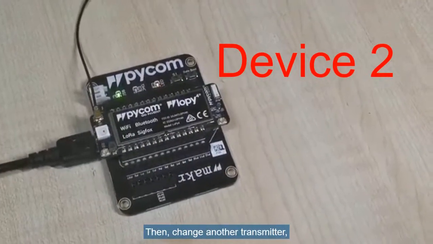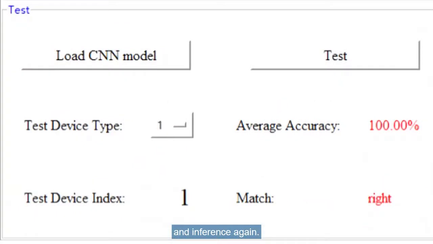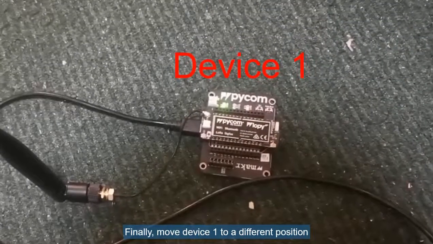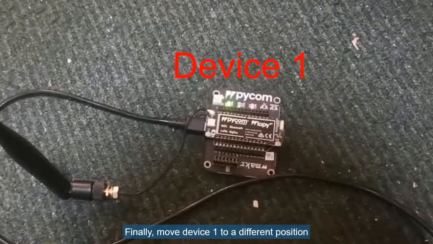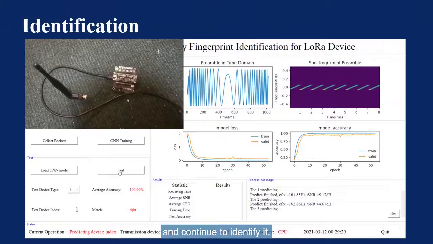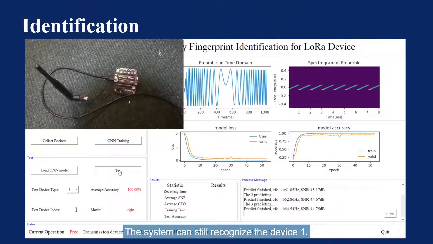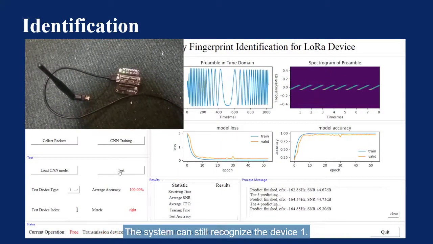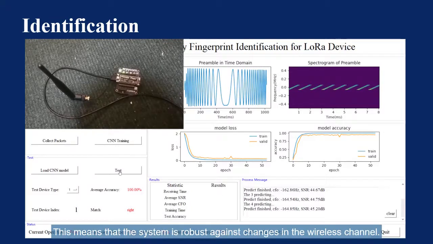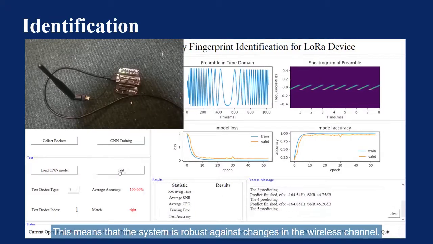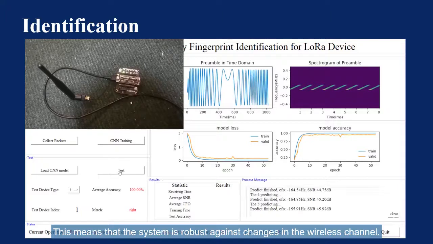Then change another transmitter and run inference again. The system can still output a correct index. Finally, move device 1 to a different position and continue to identify it. The system can still recognize device 1. This means that the system is robust against the changes in the wireless channel.